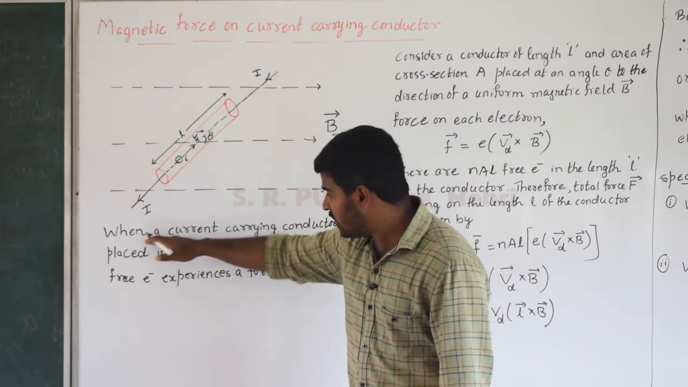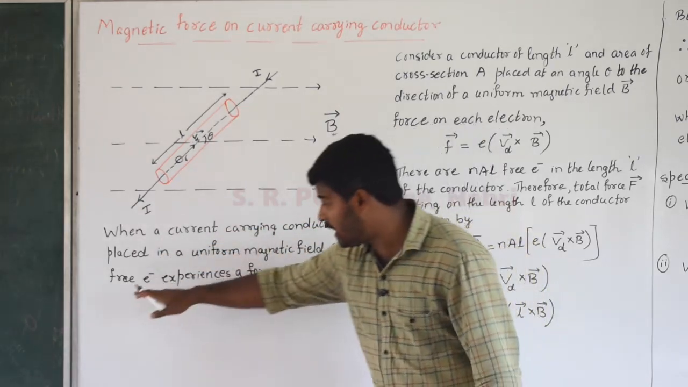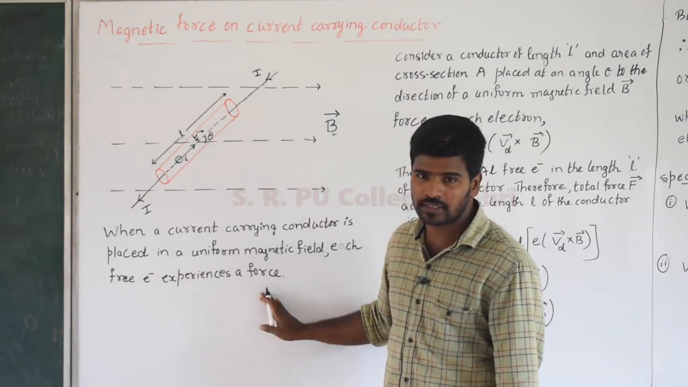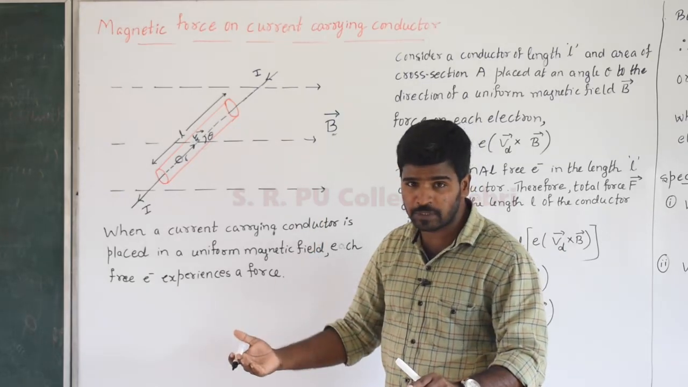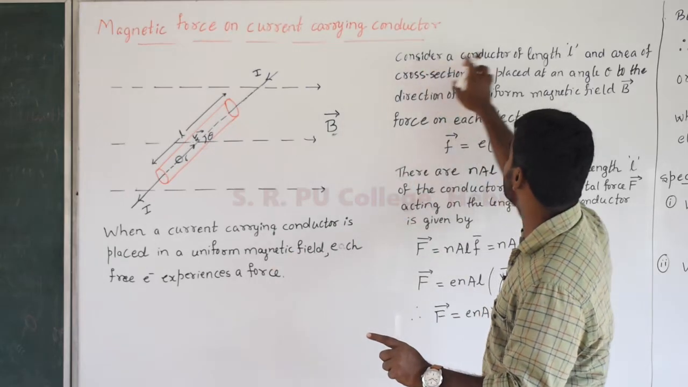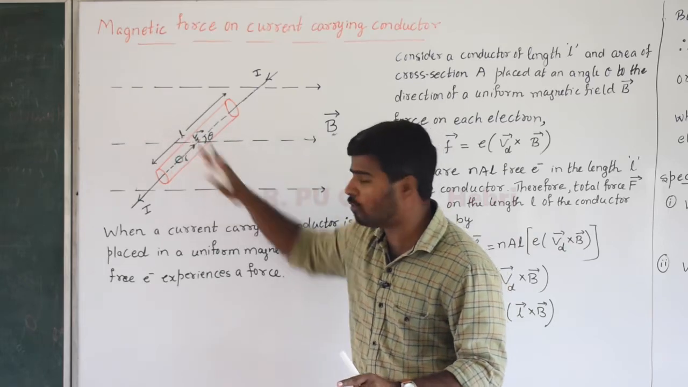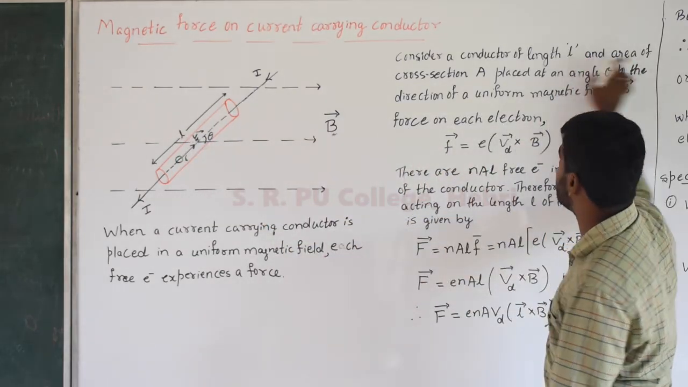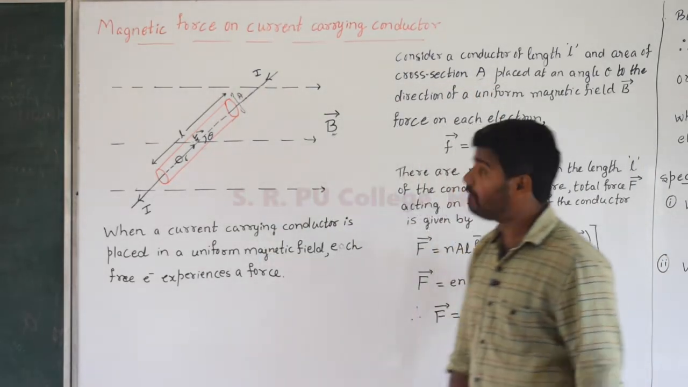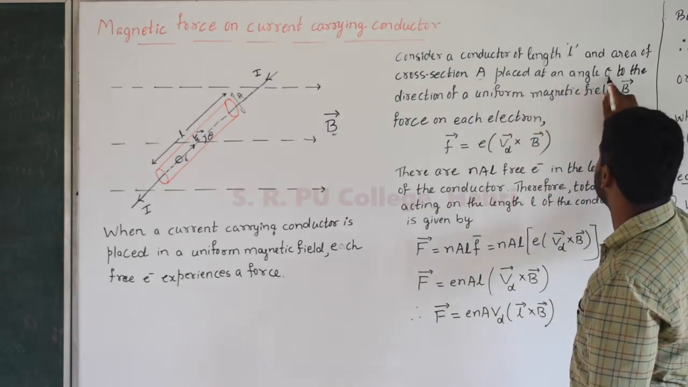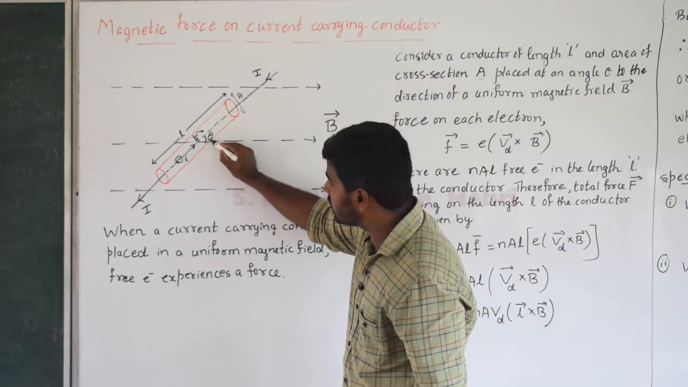Therefore, when a current carrying conductor is placed in a uniform magnetic field, each free electron experiences a force. Is it clear? As the free electron experiences a force, the current carrying conductor itself experiences a force. Consider a conductor of length L and area of cross section A, placed at an angle theta to the direction of the uniform magnetic field B vector.